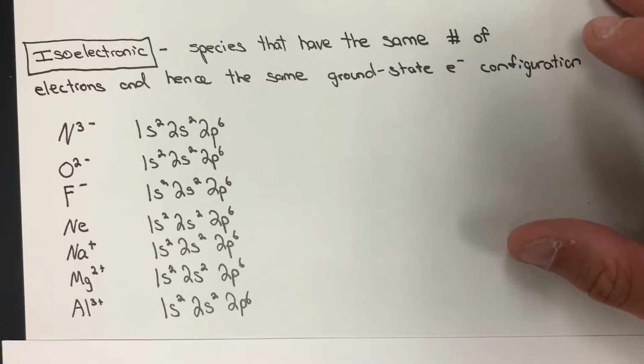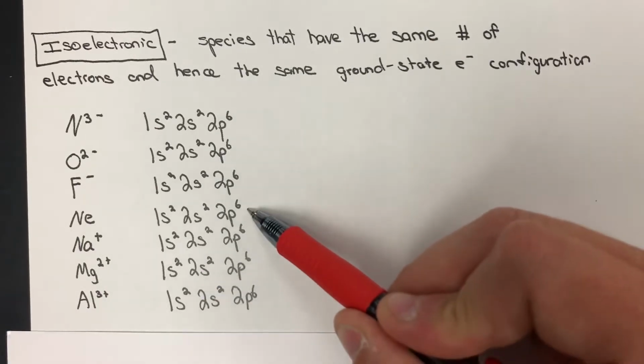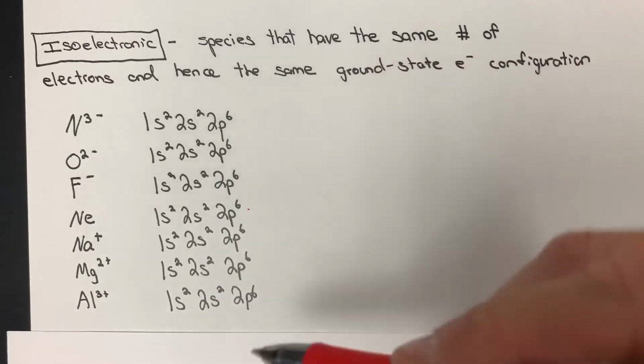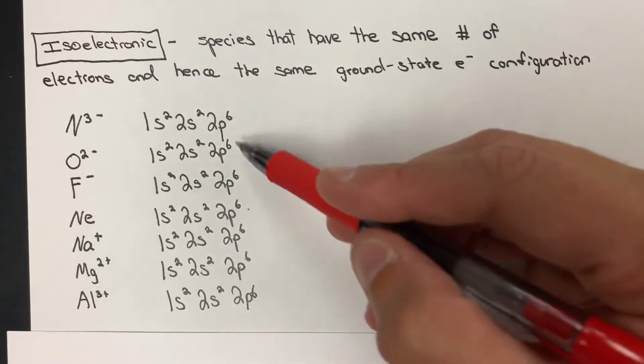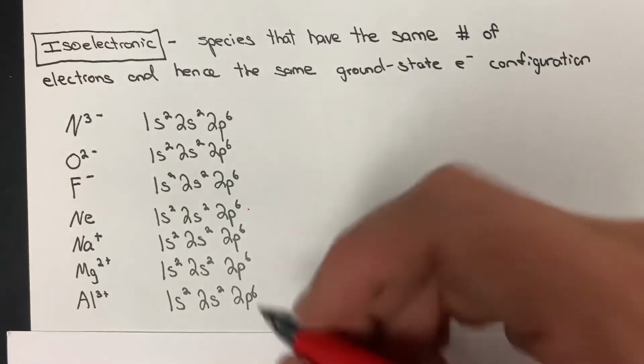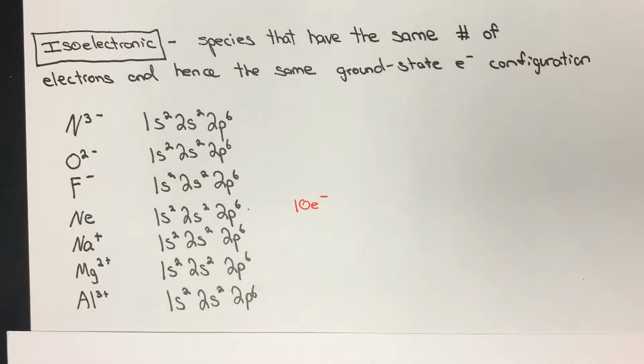So we'll see that in all 7 of these scenarios, whether we're talking about the neutral atom neon, or these anions or these cations down here, given that we've either gained or lost electrons, we all settle on the electron configuration for neon at 10 electrons.